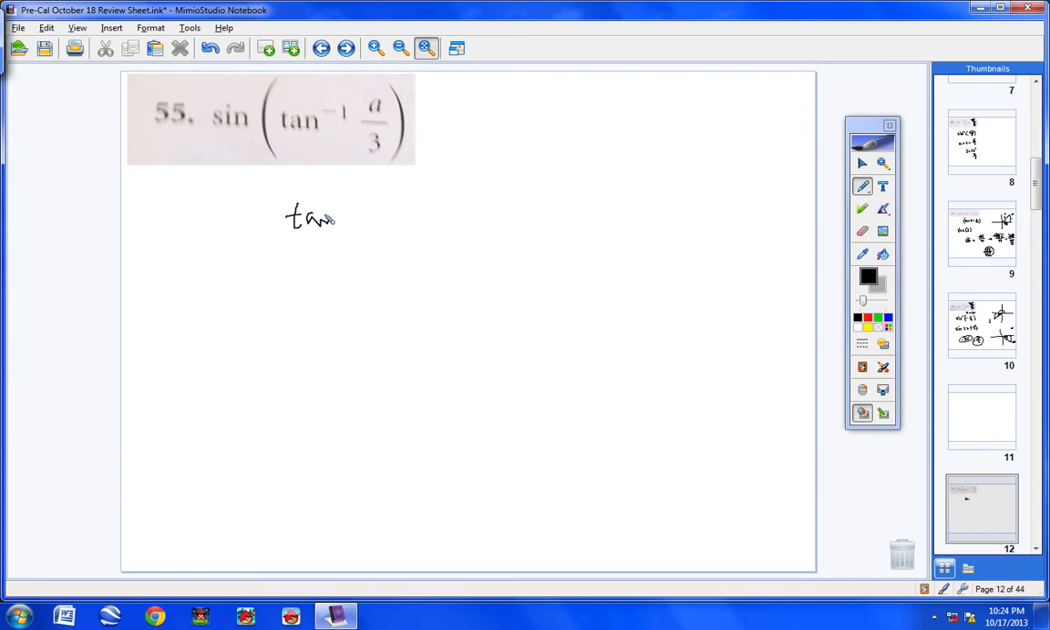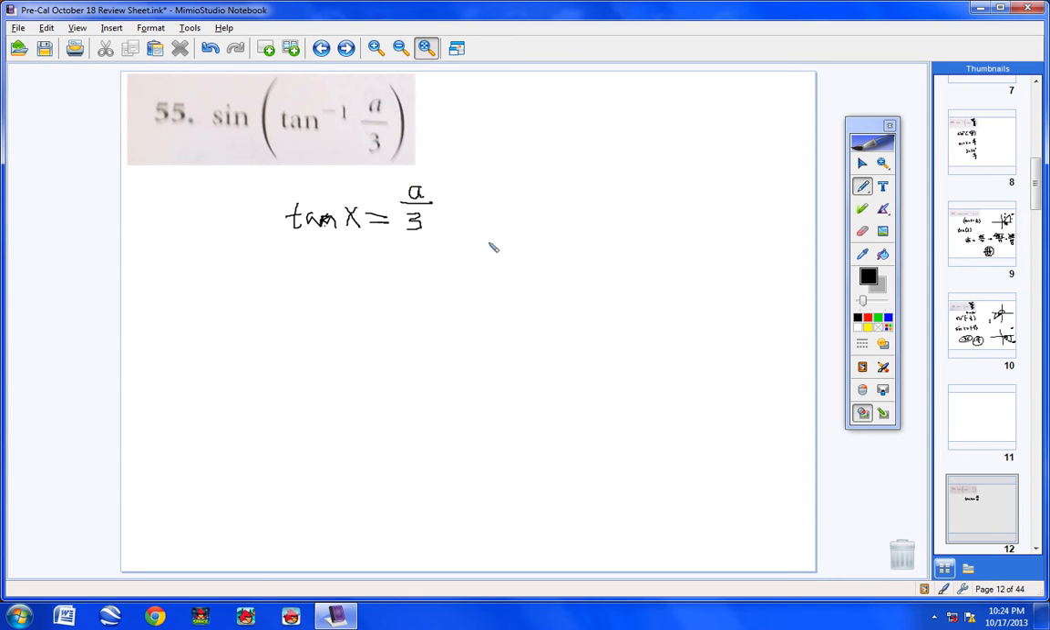And again, my pen is freezing up, so hold on one second. Wow. I wish I knew what caused this. I really, really do. Tangent, I'm using the mouse right now, so it'll be a little sloppy. Tangent of x equals a over 3.